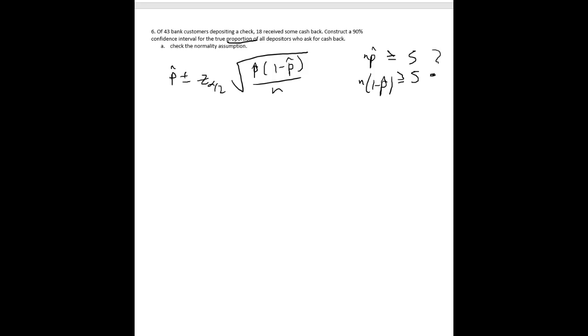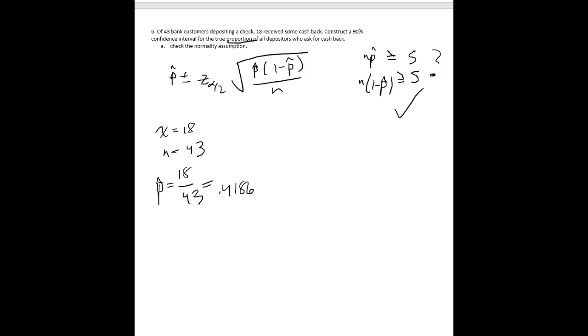Okay, if they both answer that affirmatively, if the answer is yes for both of them, then the normality assumption checks out. Okay, that's that. So let's construct our 90% confidence interval. Do we have a p hat? Sort of, right? We have an x value, which is 18, and an n value, which is 43. And so we can make our p hat with x over n, 18 over 43, which is equal to 0.4186.